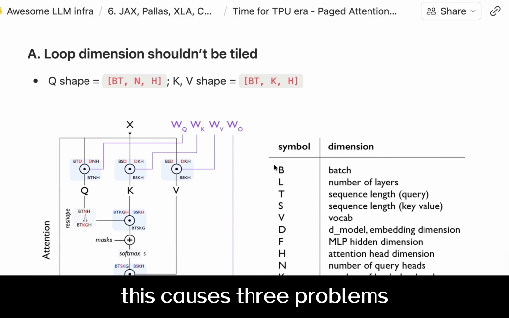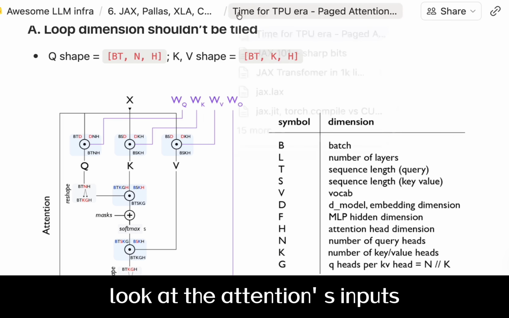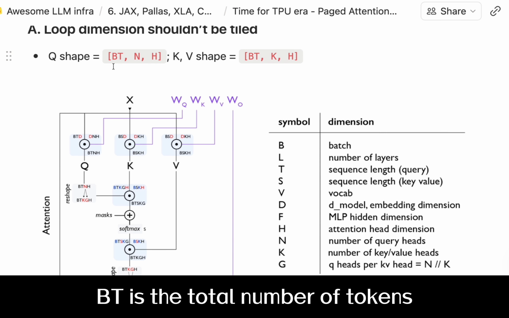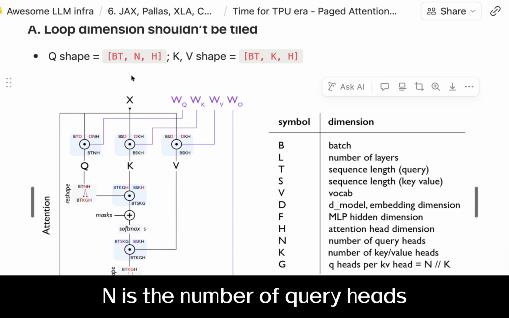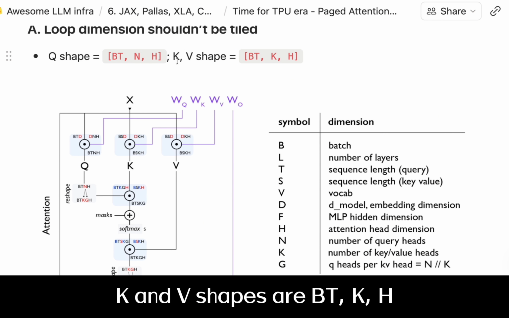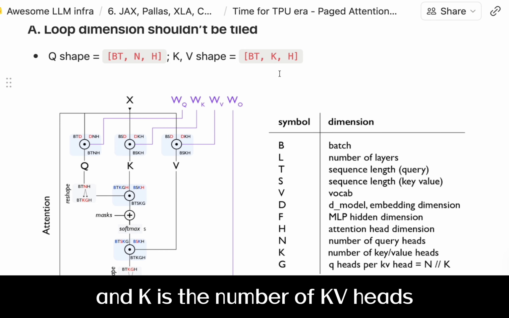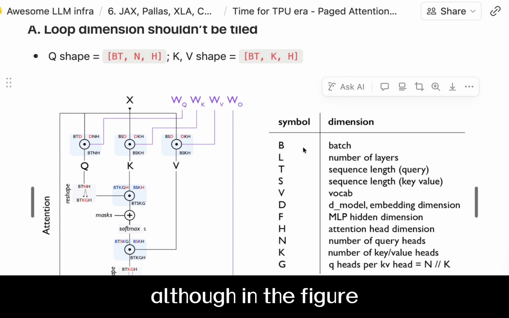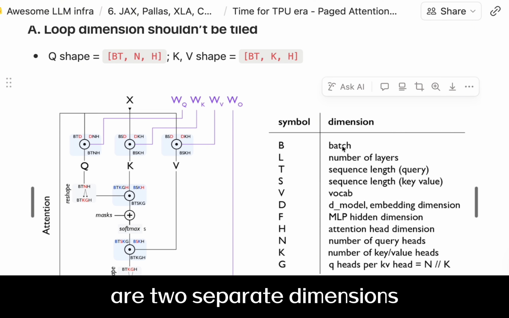This causes 3 problems. Problem 1, the loop dimension gets tiled. Look at the attention's inputs. Q has a shape BT, N, H. BT is the total number of tokens flattened in the batch. N is the number of query heads, and H is the head dimension. K and V have shape BT, K, H, where BT and H have the same meaning, and K is the number of KV heads. So here is a symbol table in the figure. Feel free to pause and check it. Although in the figure, we don't flatten the tokens, so batch and sequence length are 2 separate dimensions.